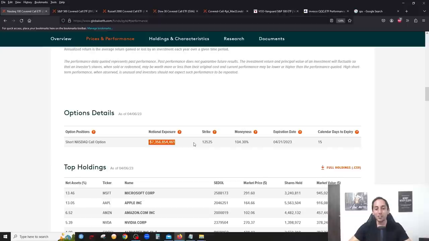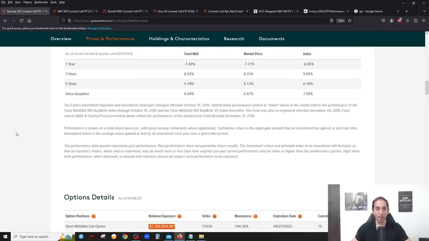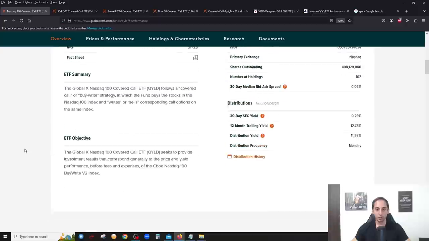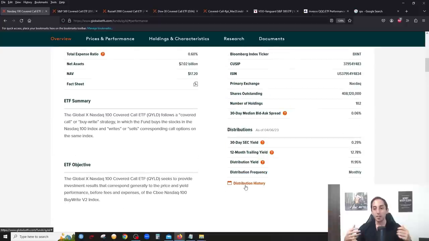But the good news is that in exchange for sacrificing that upside, you get a big, big premium, right? The more aggressive the covered calls are, and at the money is the most aggressive, you're going to get a giant premium, which in turn translates to big monthly dividends. And that is really the whole point of these four ETFs. It's to generate as much income as possible on the corresponding index. So this is really designed for income-oriented investors where the primary objective is to maximize income monthly.